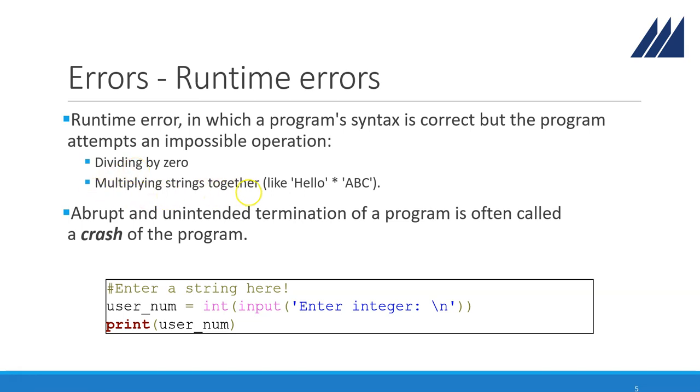Or you multiply a string by another string. You cannot multiply a string by another string. You can add a string to a string by using the plus sign. You can multiply a string with an integer to repeat it so many times, but you cannot multiply a string with another string. And with this type of runtime error, what happens to the program, we call it a crash. So your program is going to crash.